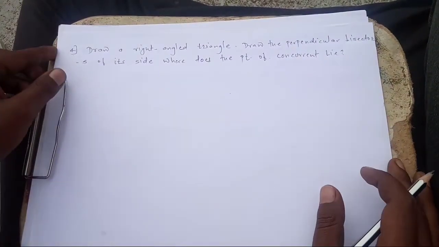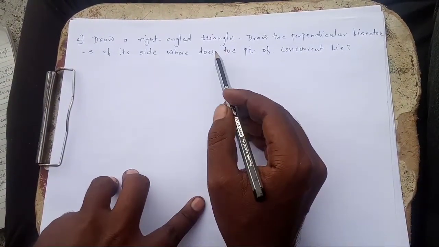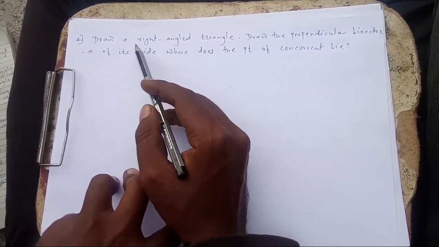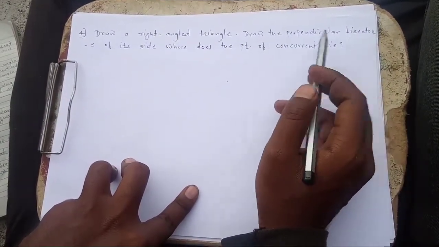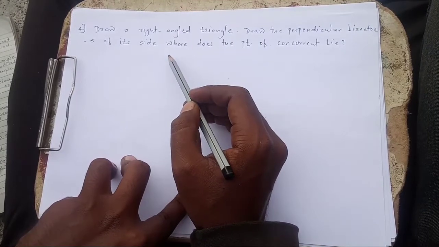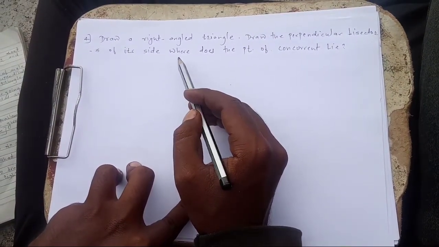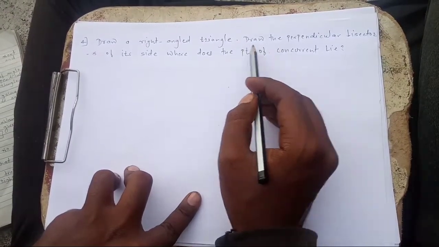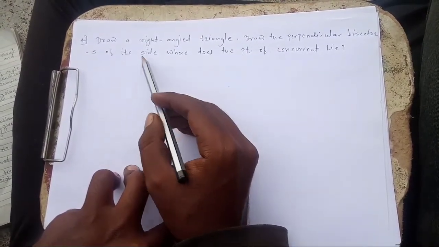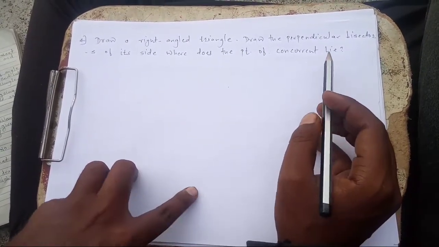I will read problem number 4. Draw a right angle triangle. They told us to draw a right angle triangle. Draw the perpendicular bisector of its sides. Where does the point of concurrence lie?